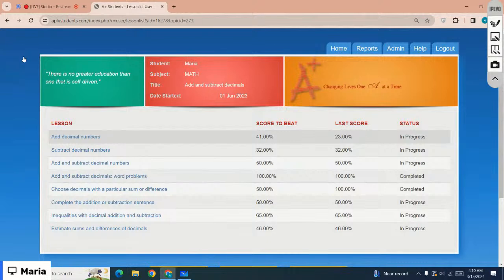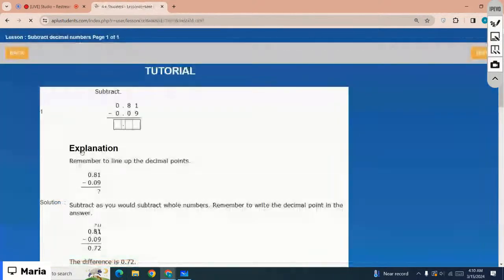The next one is subtract decimal numbers. Subtraction is exactly the same as addition, right? You have to just line up the decimal point and then subtract like you do with whole numbers, right?